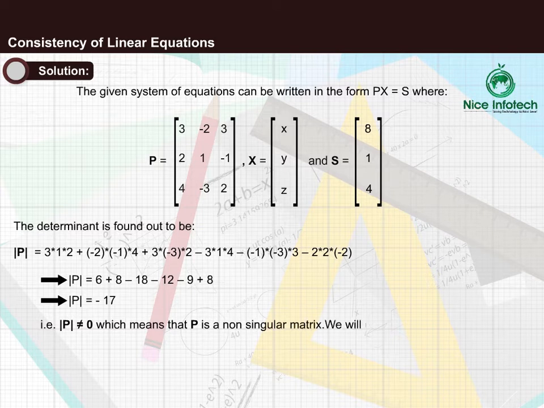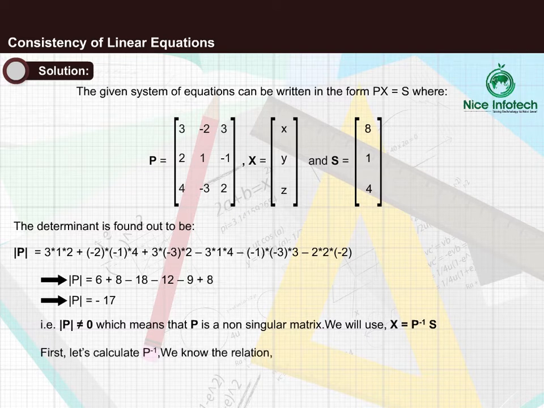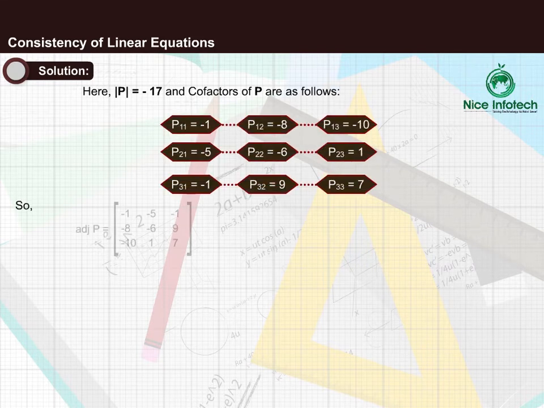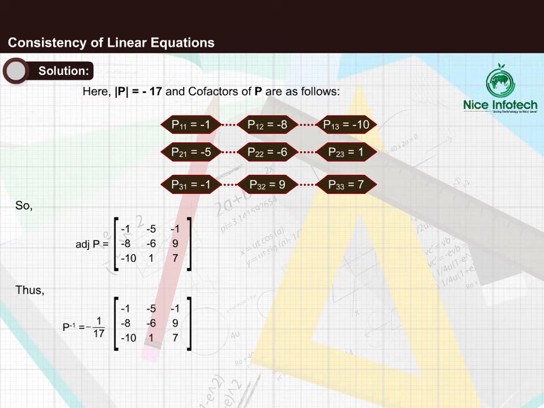We will use X equals P inverse S. First, let's calculate P inverse. We know the relation. Here the determinant of P is minus 17 and the cofactors of P are as follows. So adjoint P is given as, thus P inverse is given as.